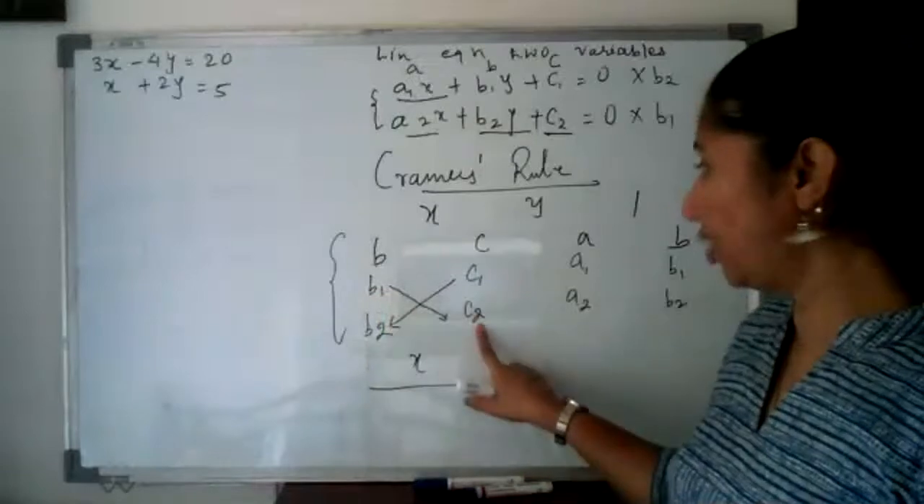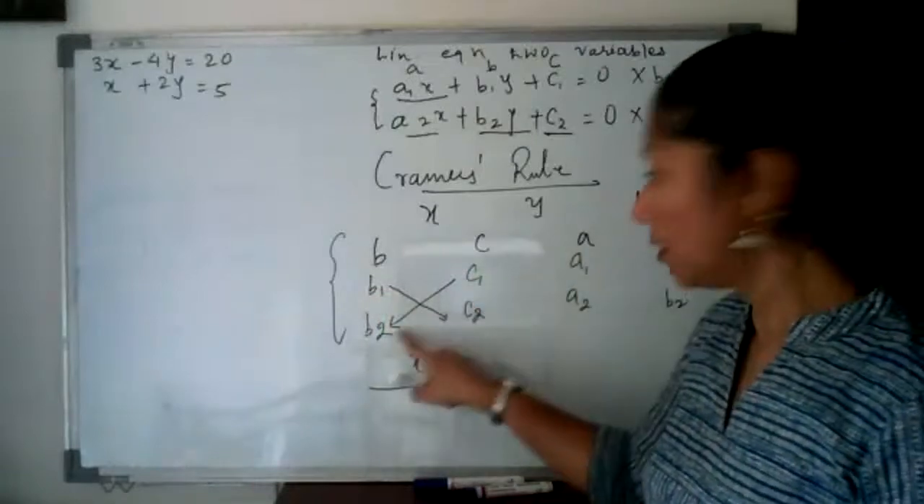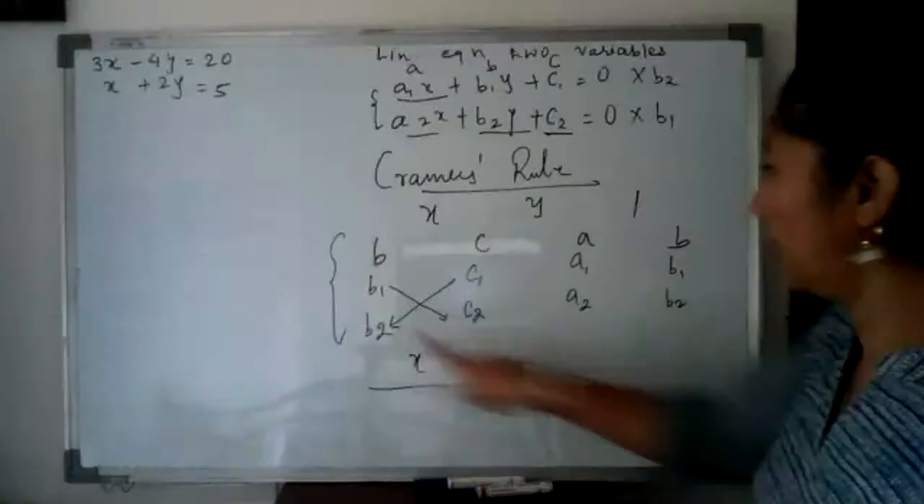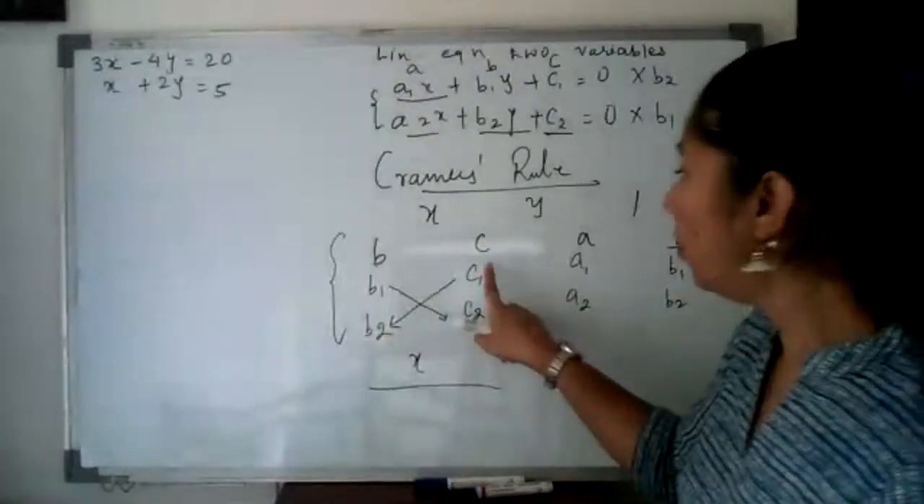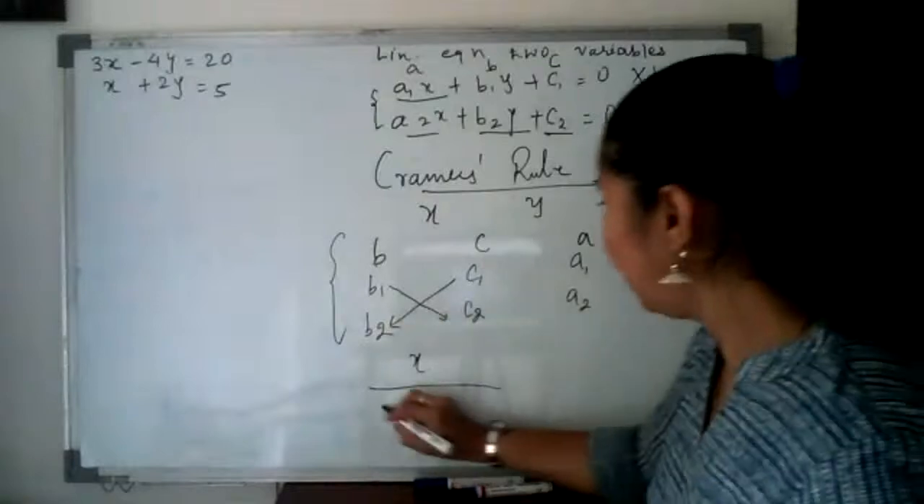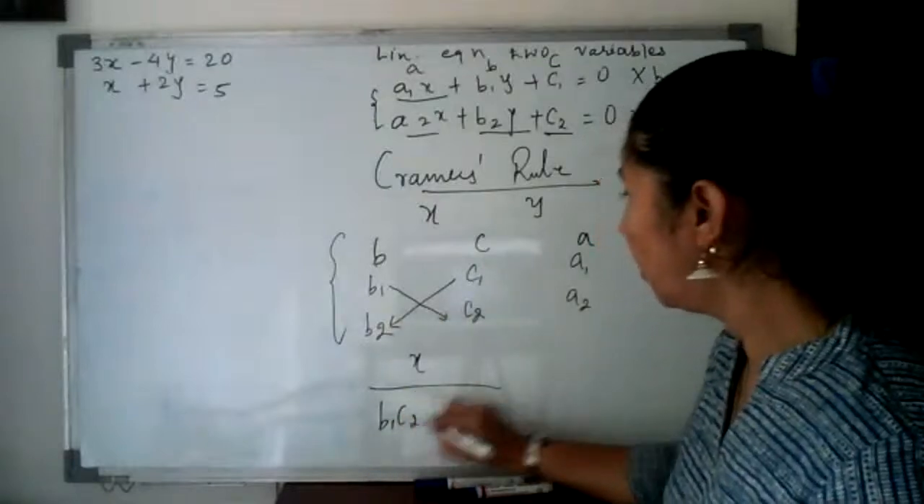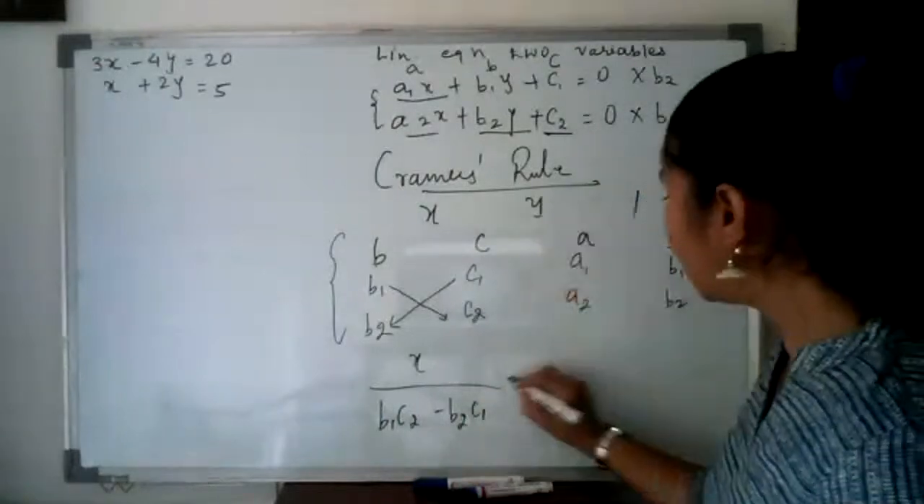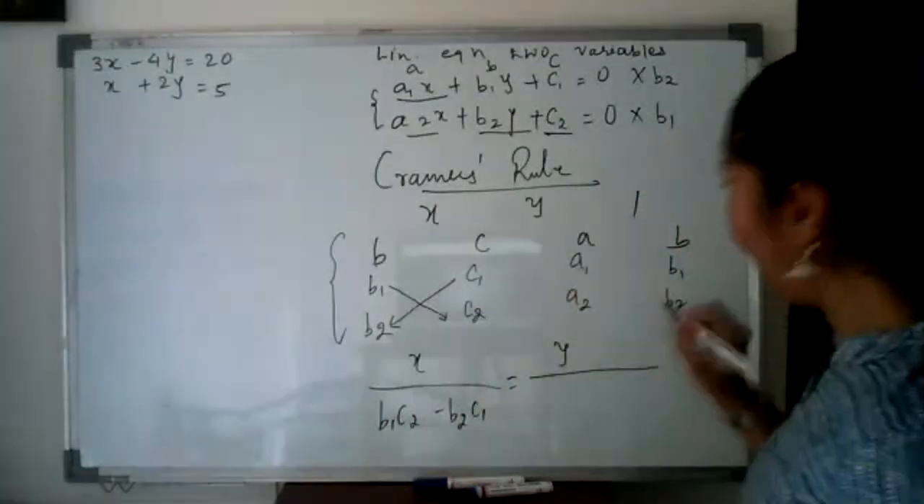Okay, so B1 C2 minus this cross multiplication, the product of whatever you get from this cross multiplication. So that is B1 C2 minus B2 C1. Okay, then this would be equal to Y.